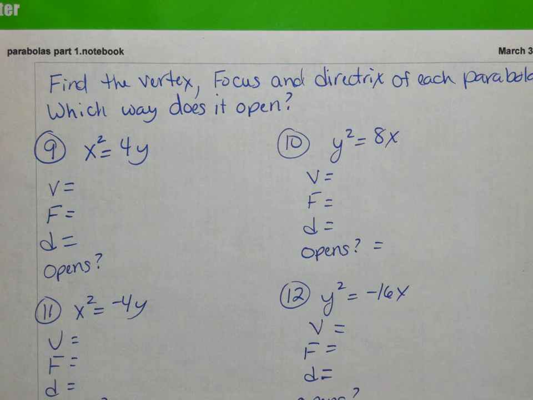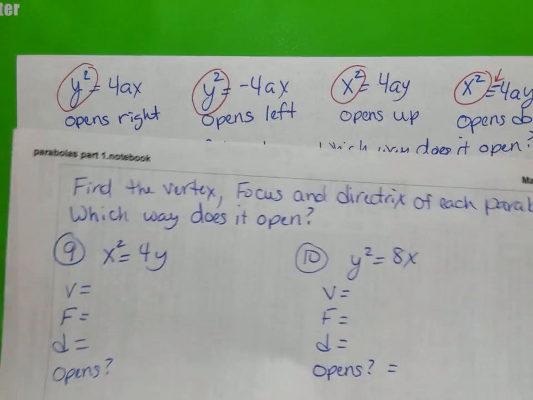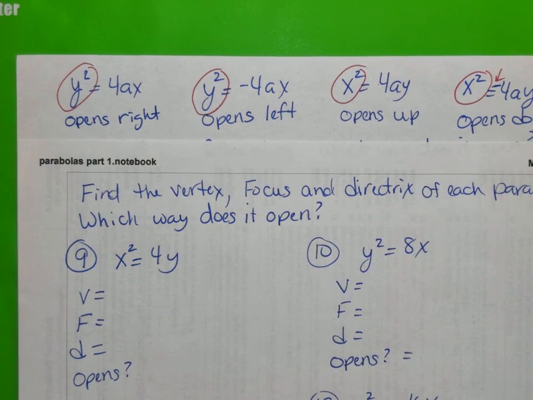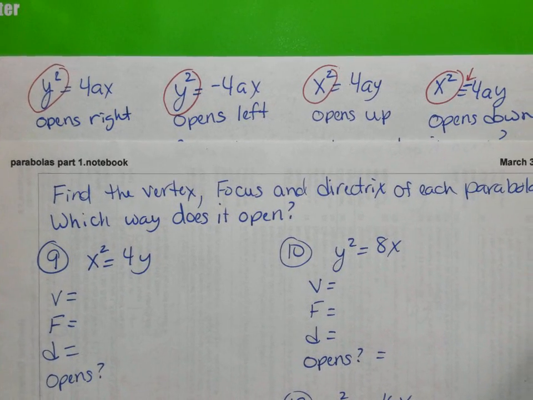All right, I think we got one more page here. We've got some equations to write. It says, find the vertex, focus, and directrix of each parabola, and which way does it open? Well, let's go back to those 4 equations. Give me a second here to find those. Here they are. I'm going to slide those underneath here. Does that help just a smidge?